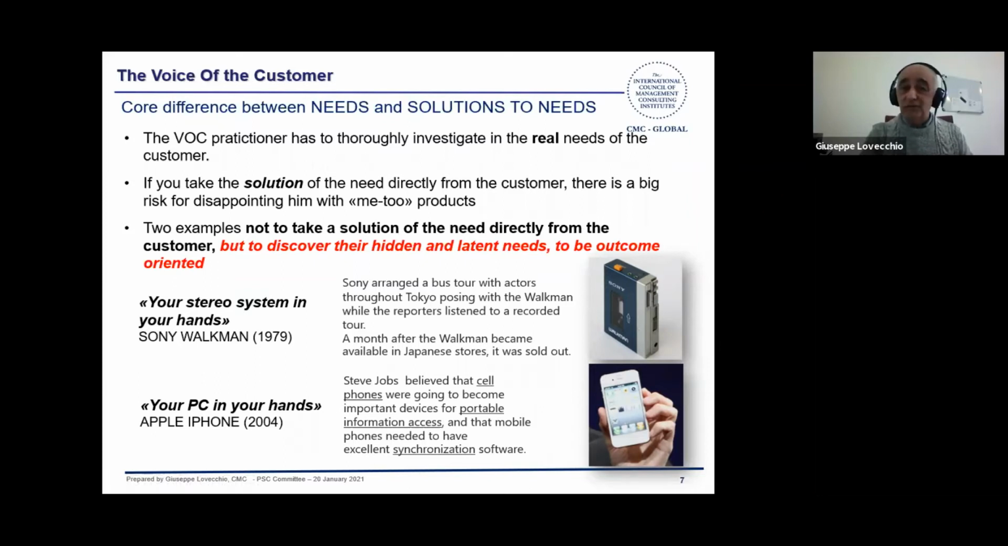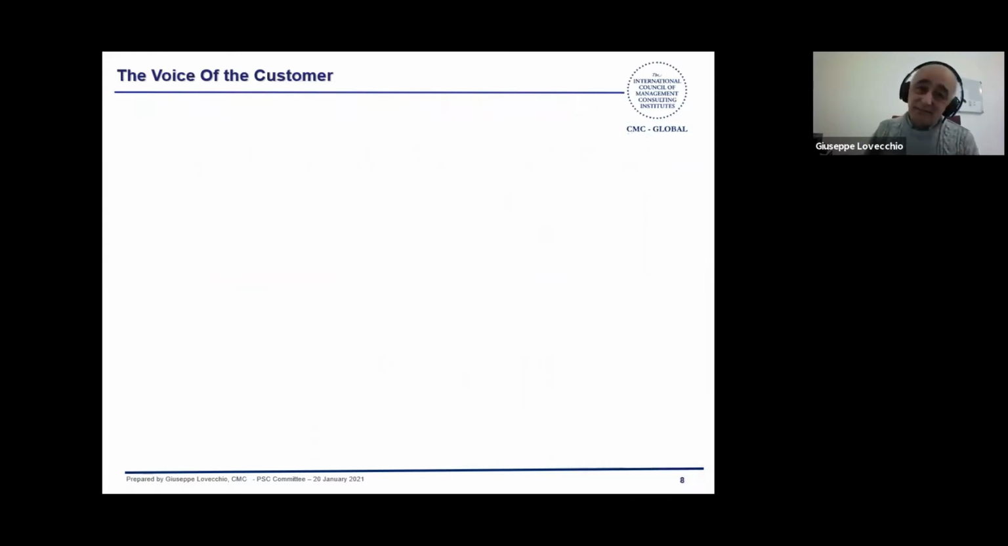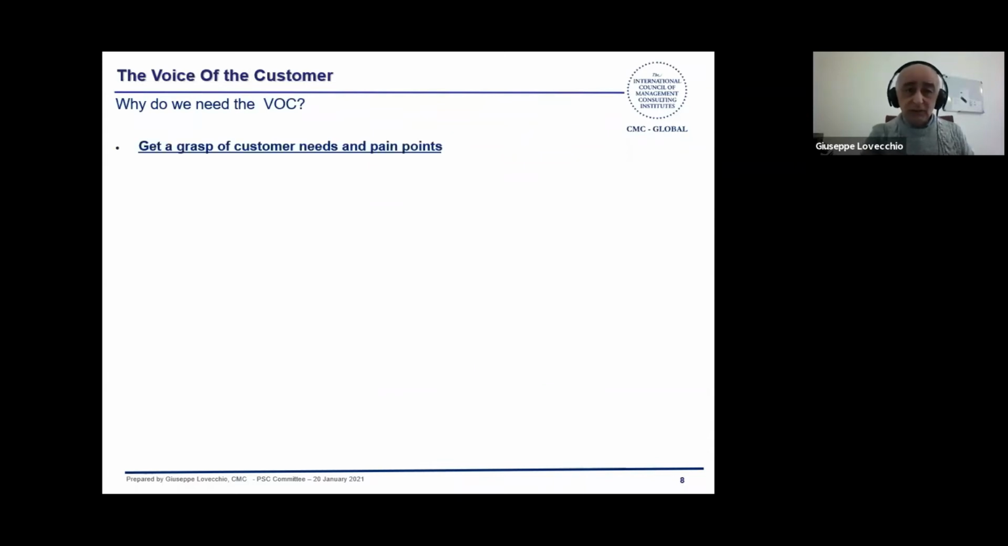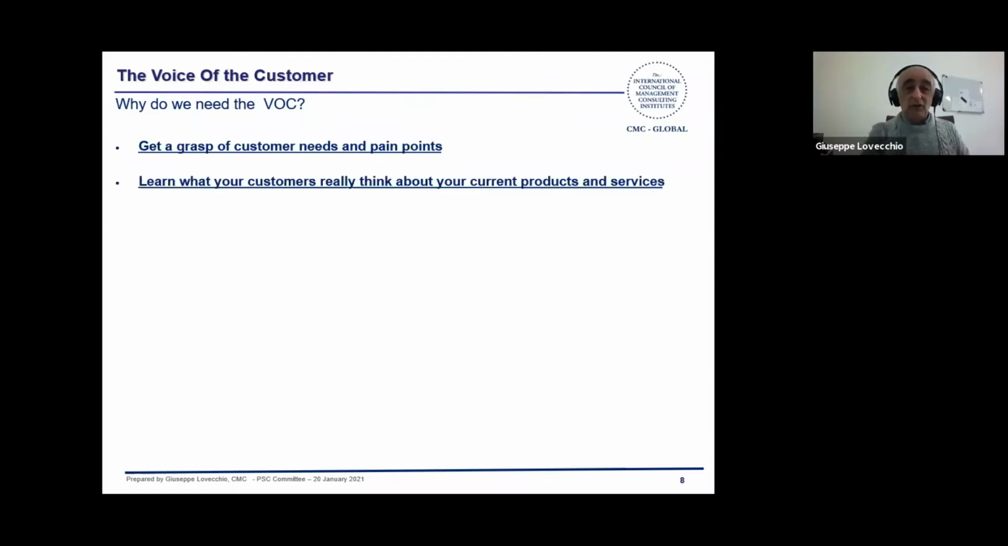So needs and not solutions. The solutions are prepared by the developer, but whoever is in charge of the voice of the customer process needs to highlight the outcome and why you get there. But why do we need the voice of the customer? To grasp customer needs and pain points, of course, or to really think about what your customer really thinks about the products, services, and development, or for sure to increase customer satisfaction, retention rate, or revenue.